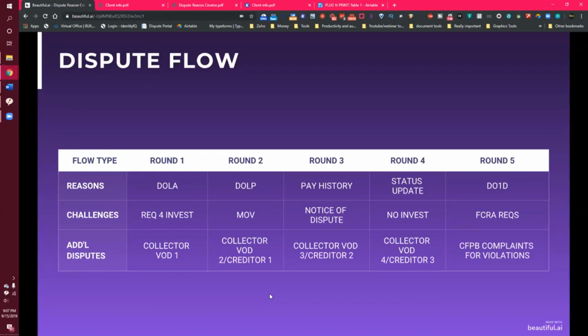That's your 623 dispute. I hope this is making sense. Now, when we go to round 3, you can choose another dispute reason. Remember, it needs to be new and relevant. Every single letter needs to have a new dispute reason. Payment history, notice of dispute, that is your challenge. Payment history is your reason.